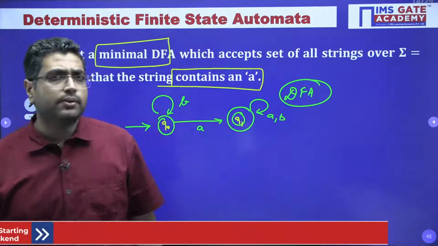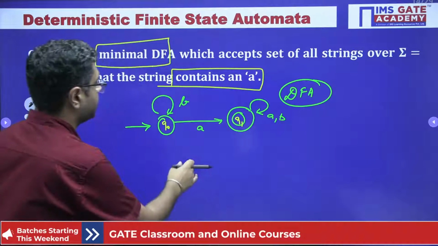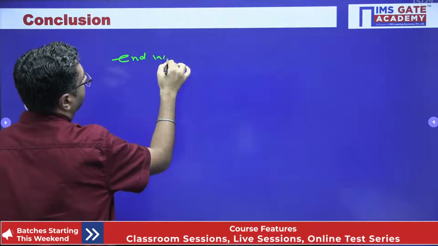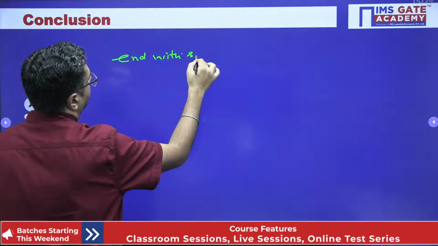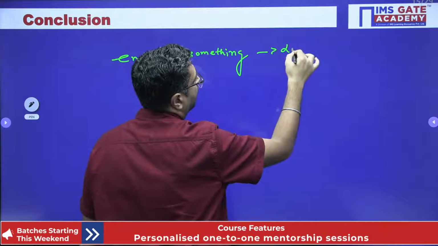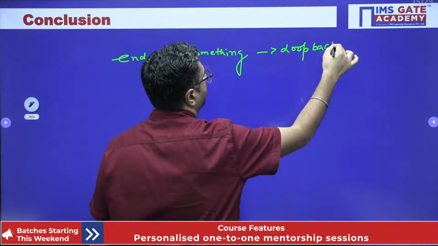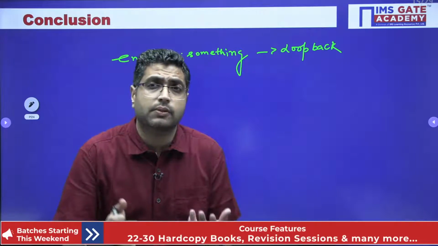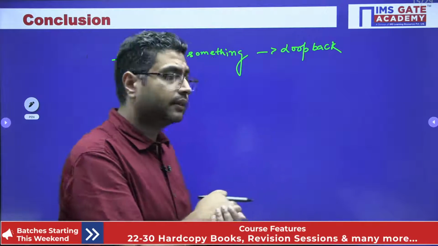Now, what is the conclusion? The conclusion is, when you have ending with something, there is a possibility of loop back. Why is there a possibility of loop back? We will assume that we are ending with that thing, and all of a sudden if something else comes, we will loop back to the original state.